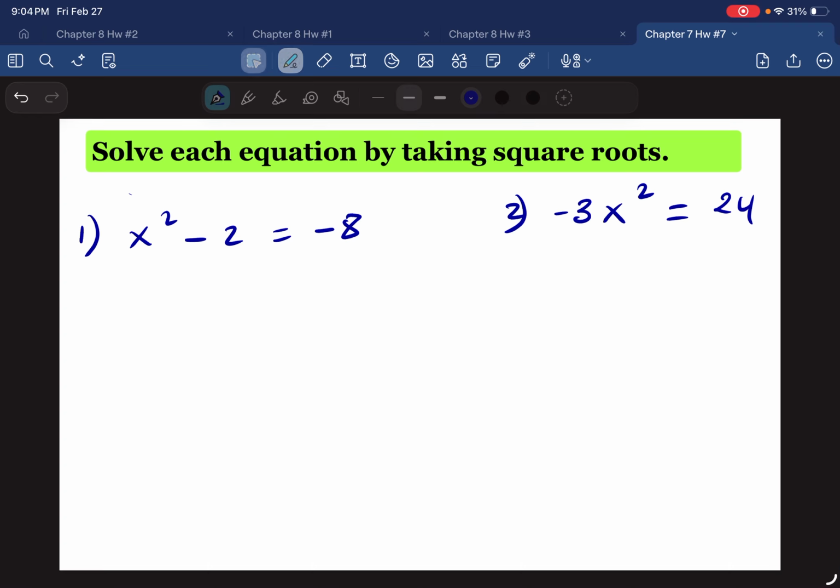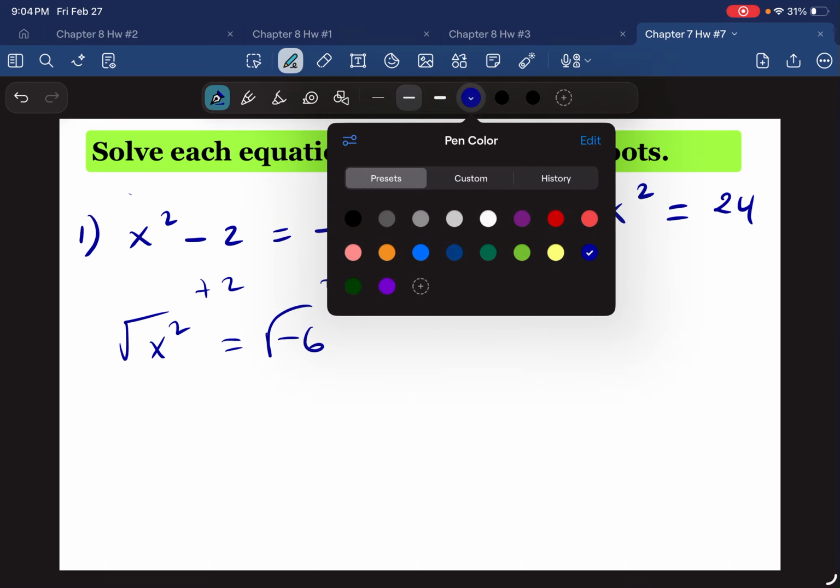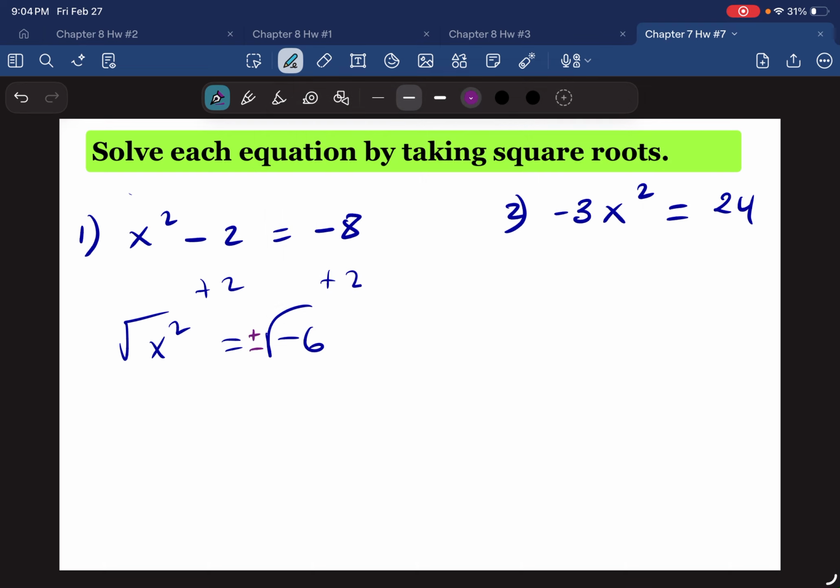So we will add 2 to both sides, and then you have x squared equal to negative 6. And then we're going to take the square root to the left and to the right. And once you've done that, don't forget that there's a plus and minus because there are two answers, not one. So the square root of x squared is x, and then you have a plus and minus.